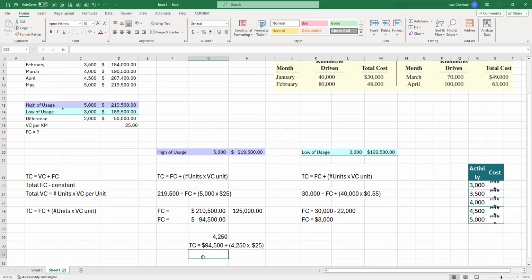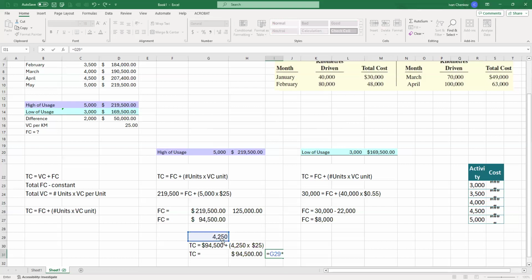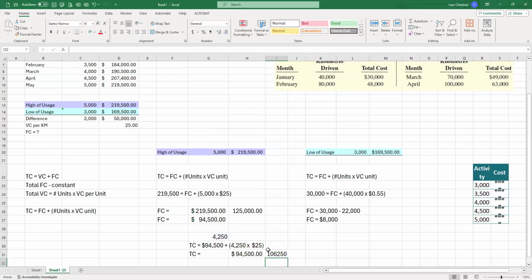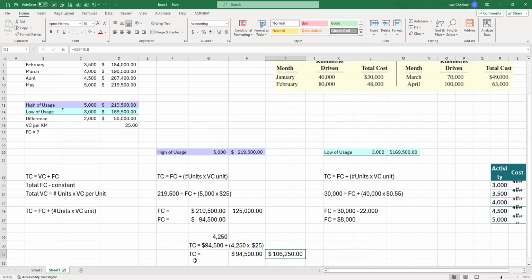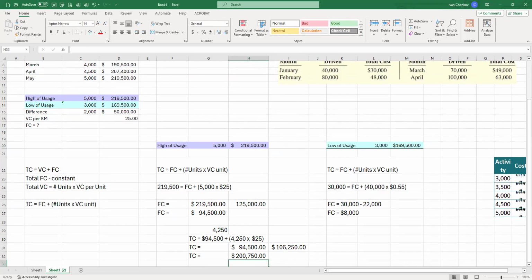So how much will be our total cost? It will be equal to 94,500 plus, and this sales I'm going to have, it's equal to 4,200 times 25. So my total cost will be equal to 200,750. Equal to this one plus that one, 200,750. Do we have that as an answer is the question.